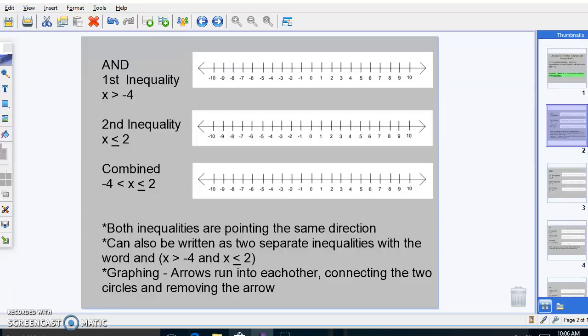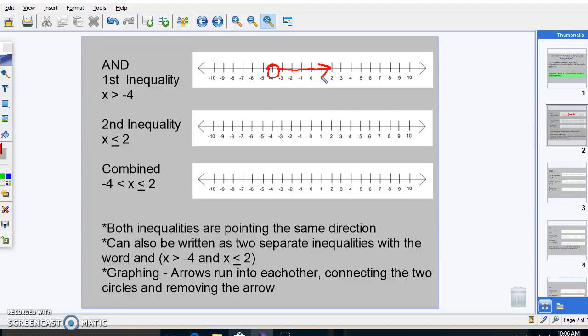What we're going to look at first is when we use the word "and." When we use the word "and," we have to be careful with our two inequalities. We basically have two separate inequalities that can be combined. Now, when we learned how to graph an inequality in lesson 1, we learned that when x is greater than -4, we put an open circle at -4, and our arrow shows numbers that are bigger than -4, such as -2, -1, 0, and further to the right.